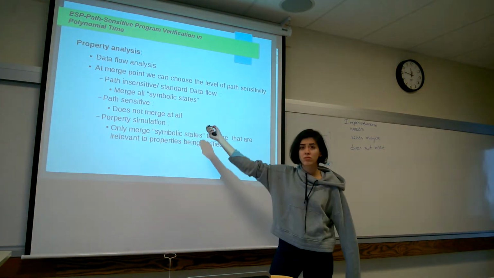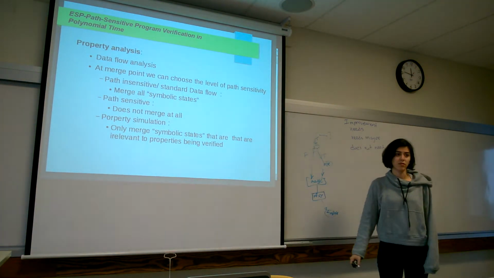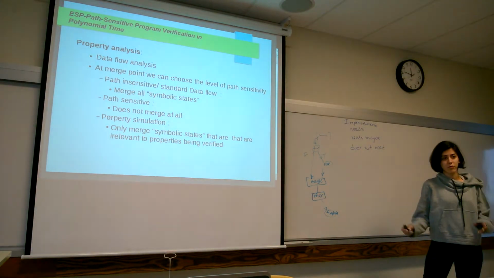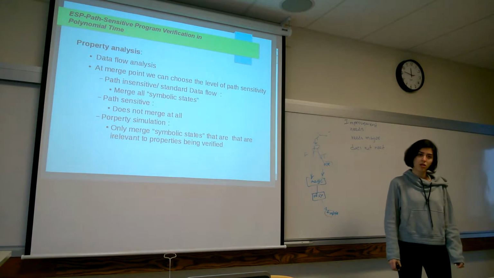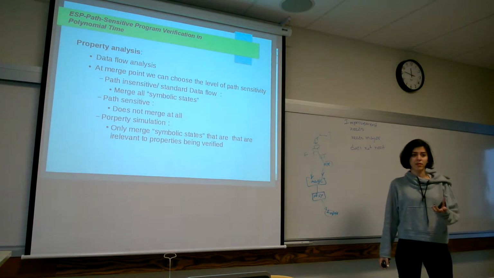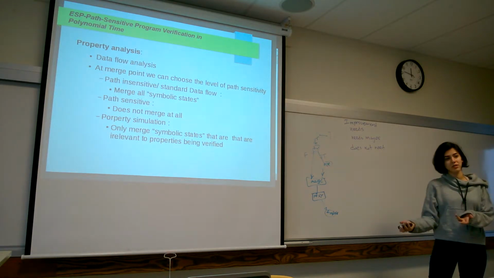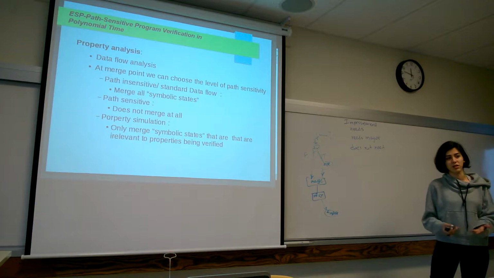What happens at the merge in traditional data flow? So data flow is path insensitive. Yeah. So we would merge all the what we call symbolic states. So basically, if there is a relation between a variable and a property state, data flow doesn't capture that because it merges everything.